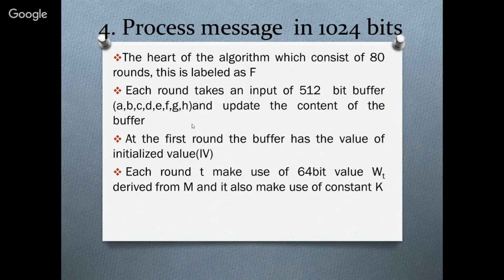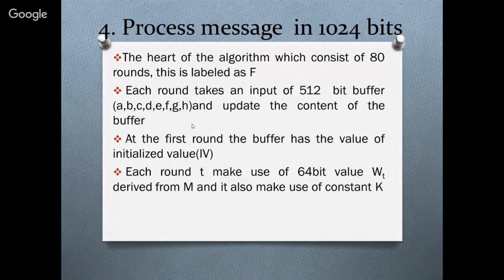So here, apart from the initial vector value, that is the buffer values, it also takes the Wt value. This Wt value is a 64-bit value which has been derived from the message called M. From the plain text message, I'm going to take the first 64 bits of the information and give it to the first round. This is the second input. And the third input is the constant K value, which I'm going to give.